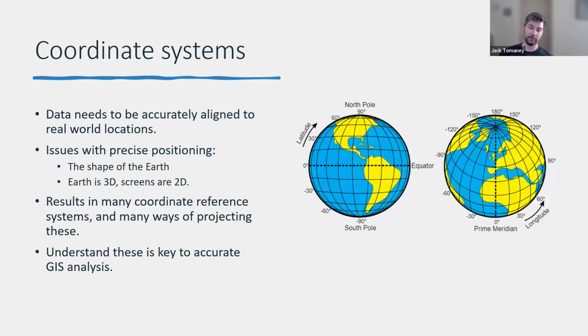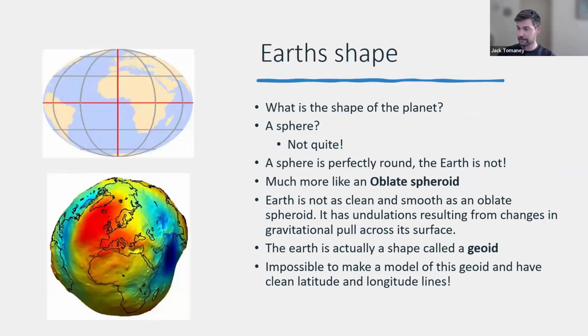Using the correct coordinate reference system and making sure that your data has been recorded in the correct coordinate reference system are very important in GIS. If we don't use the right coordinate system, our data could be misaligned, and this can create errors in the spatial accuracy of the data.